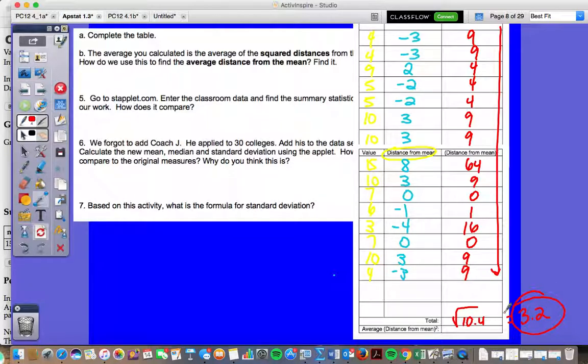Okay? What does 3.2 mean? Good. So 3.2 is the average distance from the mean. Now give me some context. According to the data. You rock that. What are we talking about? The number of colleges that we're applying to.